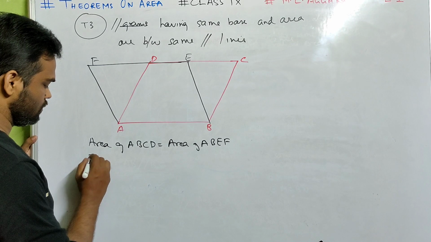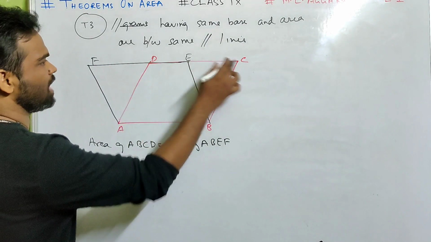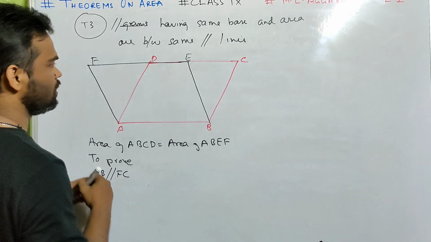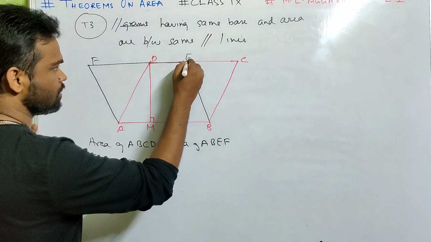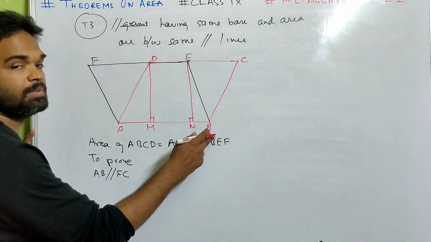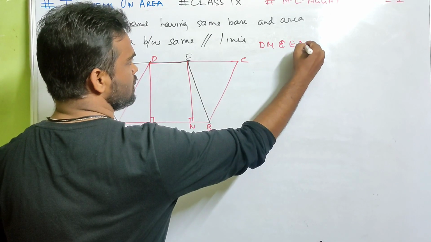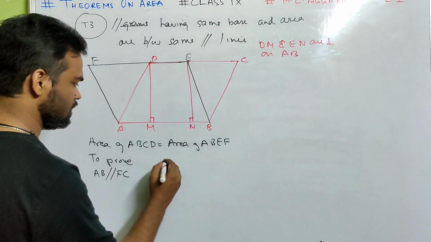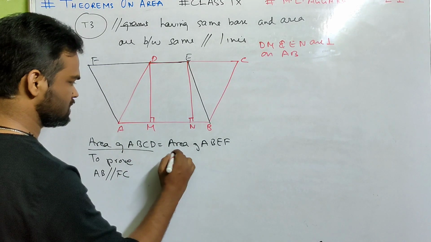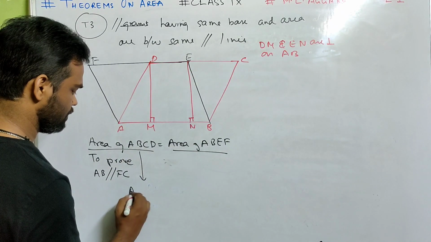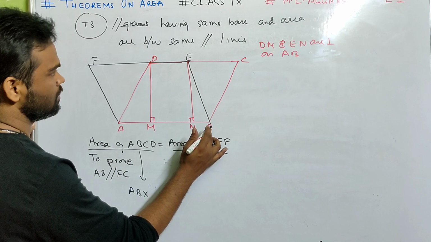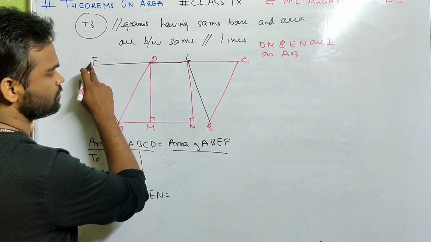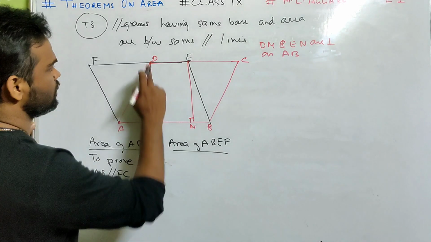Then we need to prove that AB is parallel to FC. Just look. Now, what I'll do, I'll drop perpendiculars DM and EN on AB. Now, DM and EN are perpendicular on AB. Just look carefully. What we have written? Area of ABCD is equal to base, which is AB, into height. AB into height is DM. Yes or no? And area of ABEF. Okay. Yeah, that's the height.